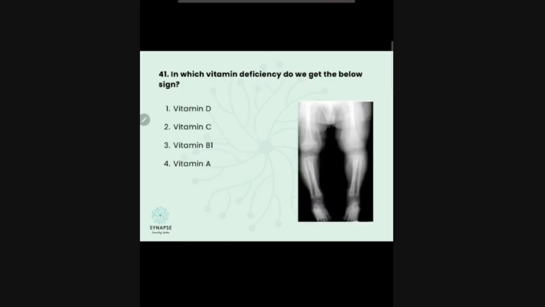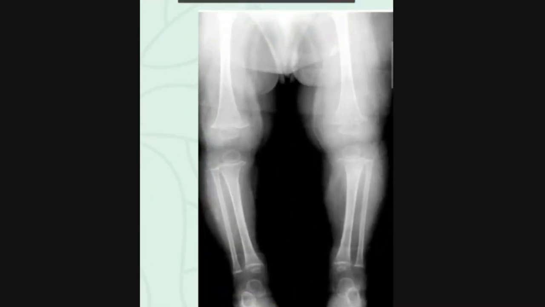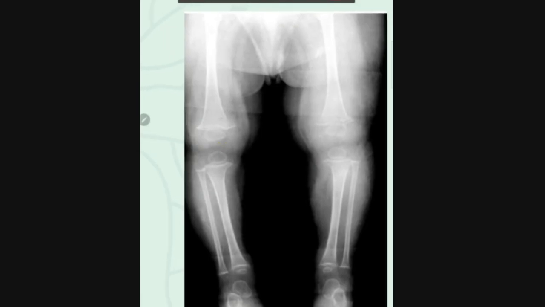Cystathionine beta synthase. Next, in which vitamin deficiency do we get the below sign? Closely observe this. In the X-ray you have a Wimberger ring sign.